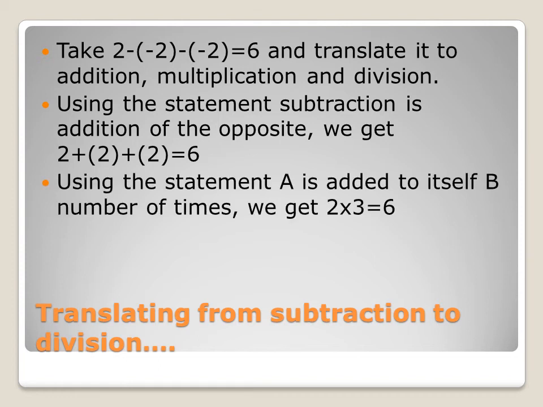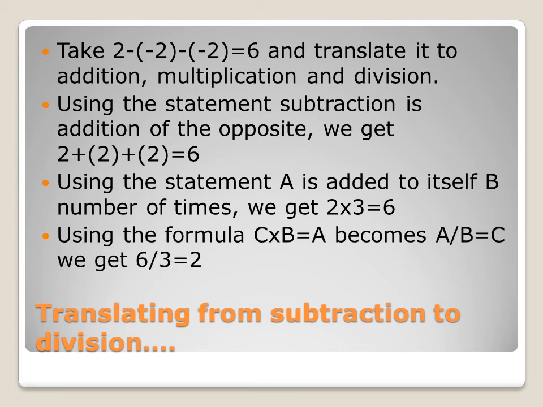To change that into multiplication, we say A is added to itself B number of times. So we say 2 is added to itself 3 number of times to get 6. So it's 2 times 3 equals 6. And then for division, we use C times B equals A, and we switch it around to A over B equals C. So we get 6 divided by 3 equals 2.